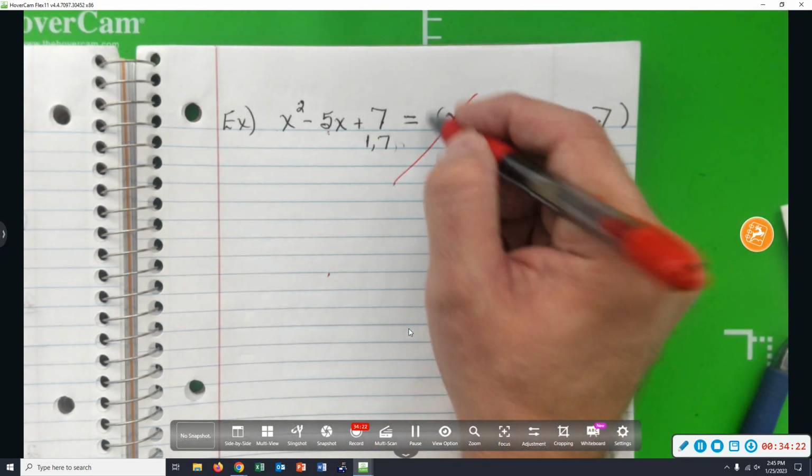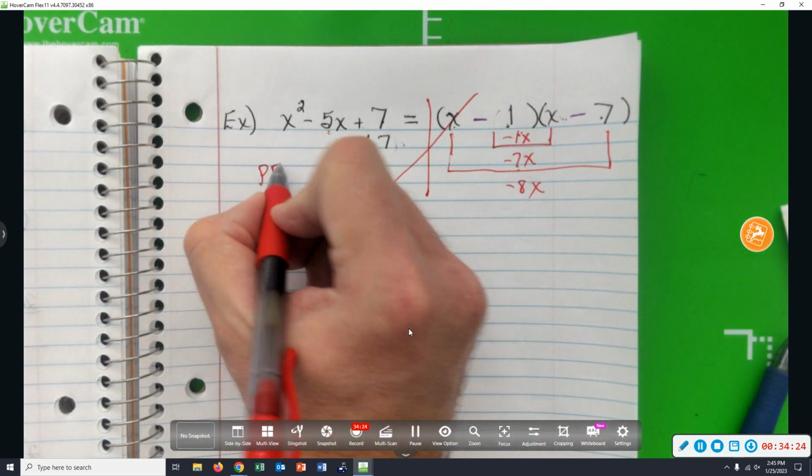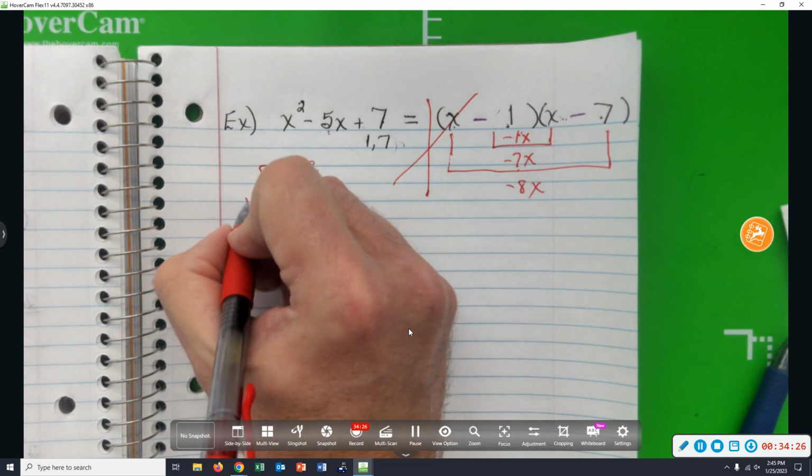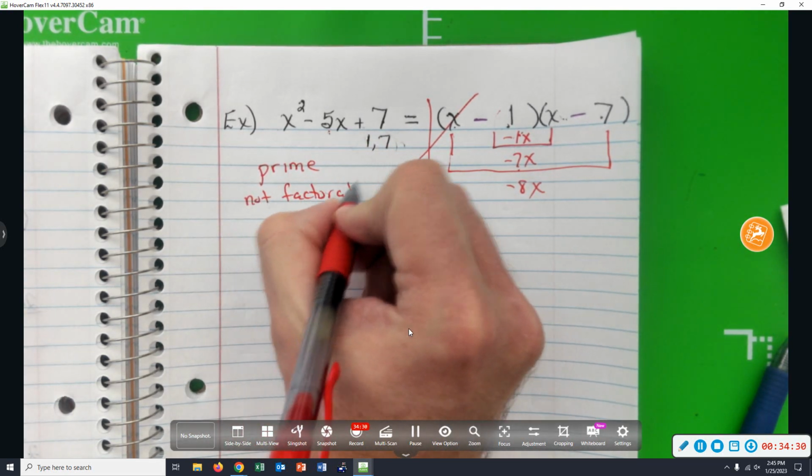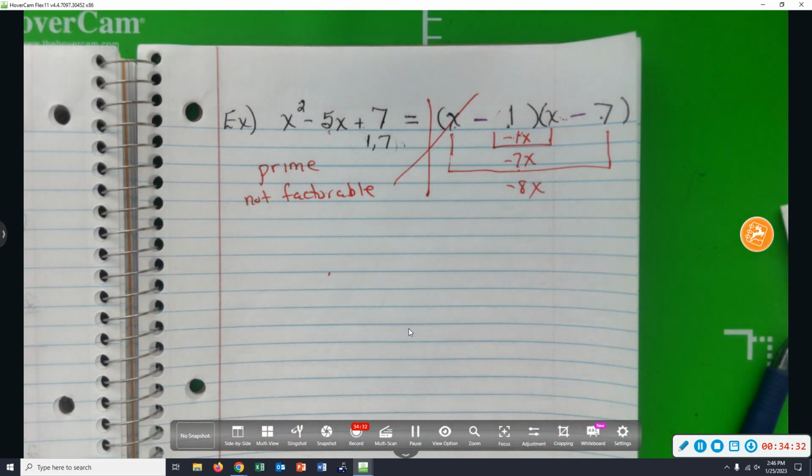This is one of those that you say is either prime or not factorable. Just like a prime number can't be factored into anything other than 1 and itself, a polynomial that's prime can't be factored.